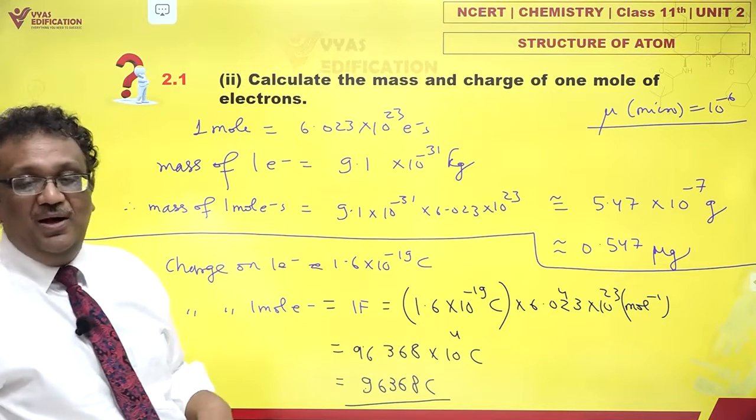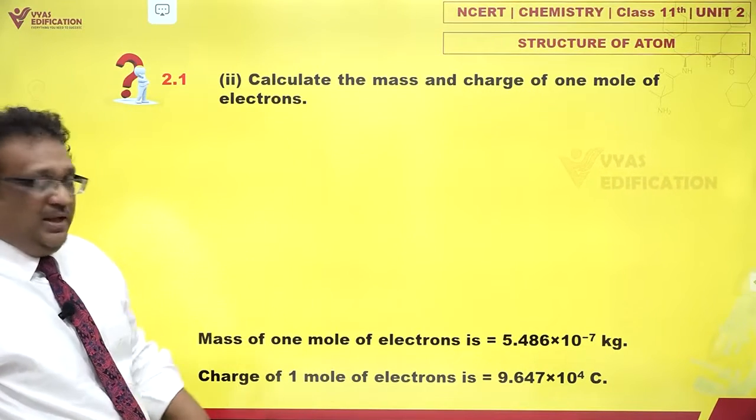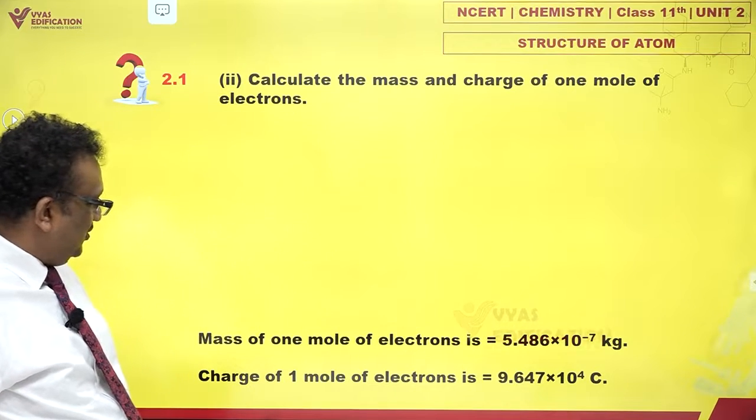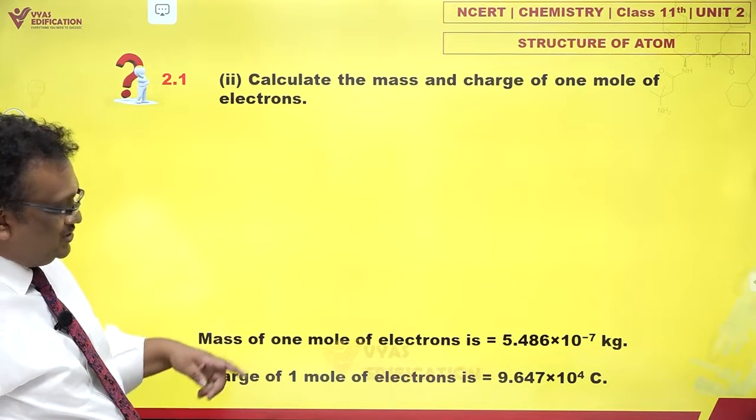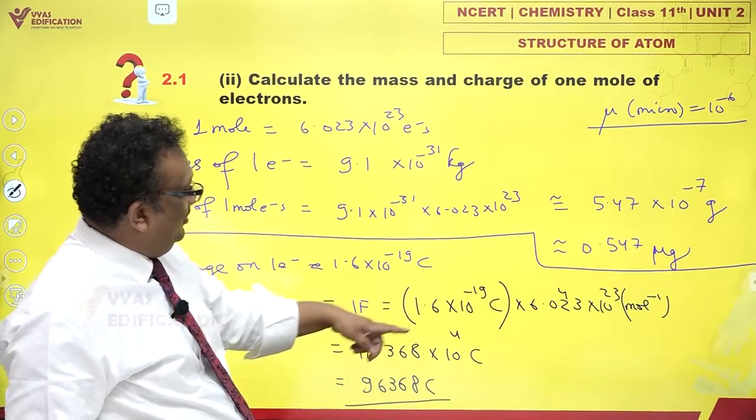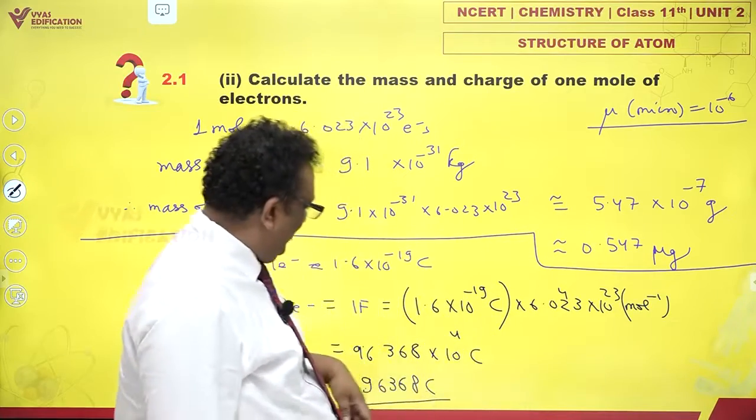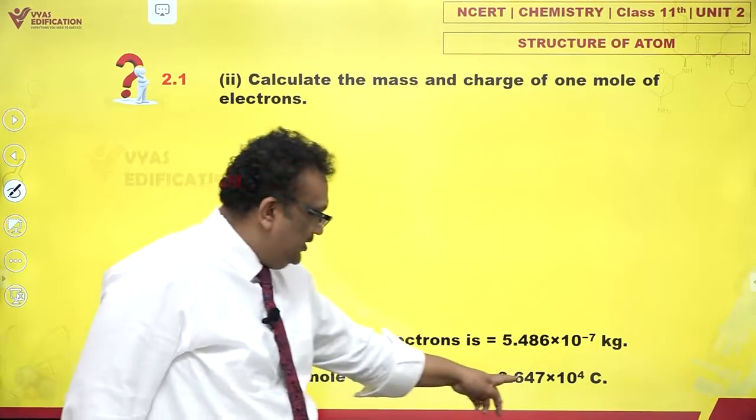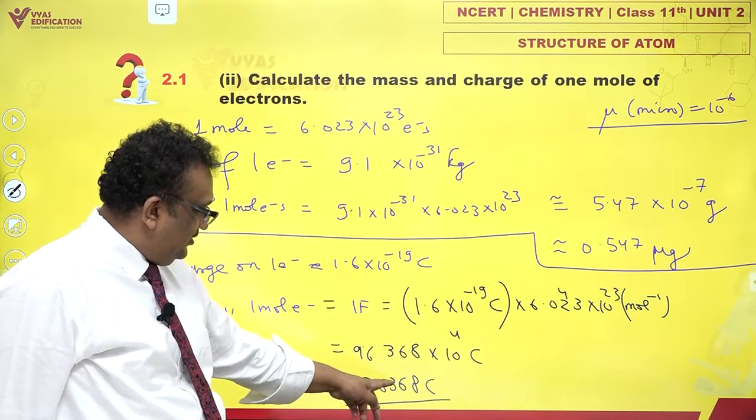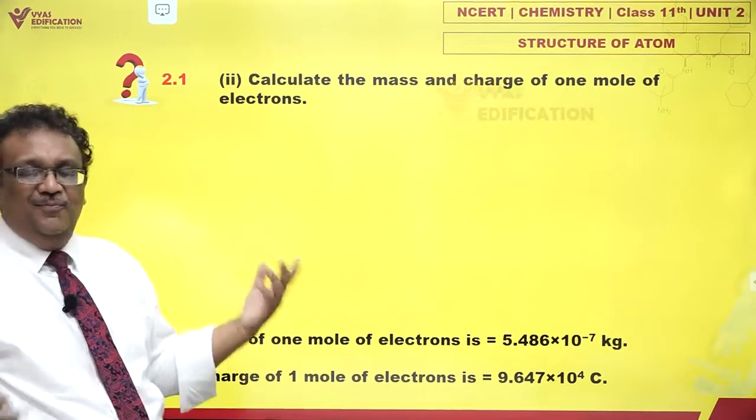These are the charges and mass. These are the charge and mass carried by 1 mole of electrons. Calculator answers: mass of 1 mole of electrons and charge on 1 mole of electrons. Just let's compare 5.486 and 5.47, we are close by, not very ugly, है ना? And 9.647, 9.637, we are close by. Again, I would say beautiful it is.